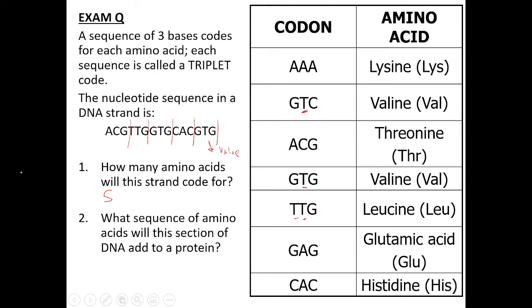What sequence of amino acids will the section of DNA add to a protein? ACG was threonine, TTG was leucine, GTG was valine, CAC was histidine, and then it was another valine at the end. Okay, so that's our 5 amino acids that would add to that protein.